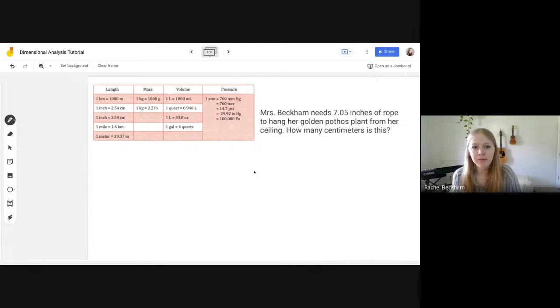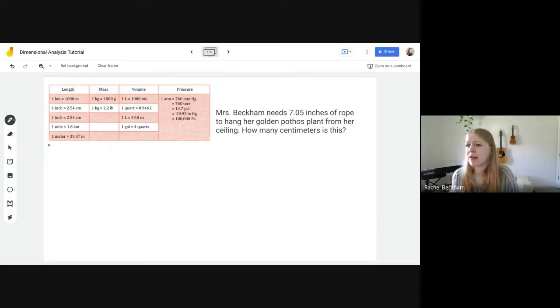Let's try another one. So this one says Miss Beckham needs 7.05 inches of rope to hang her golden pothos plant from her ceiling. How many centimeters is this? So again, I am going from inches this time. I'm going from inches to centimeters. So I need a relationship there. So I can see that relationship. I'm going to pull it up in my chart because I don't have it memorized. It looks like 1 inch is equal to 2.54 centimeters.